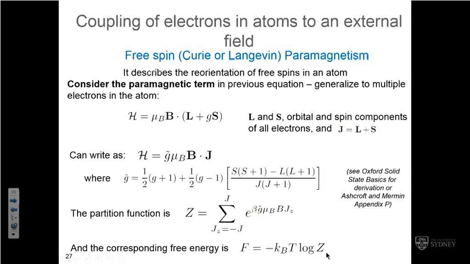And when we have that, we can differentiate it and we'll get an expression for the susceptibility, which is what we are after. We are after an expression for the susceptibility for the paramagnetic term, and we'll do one for the diamagnetic term.